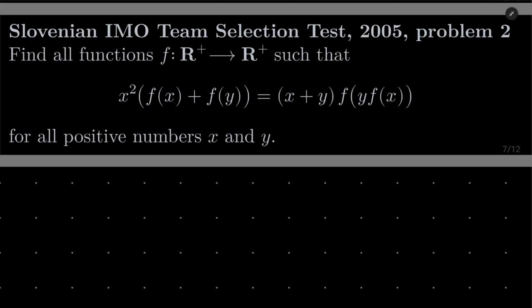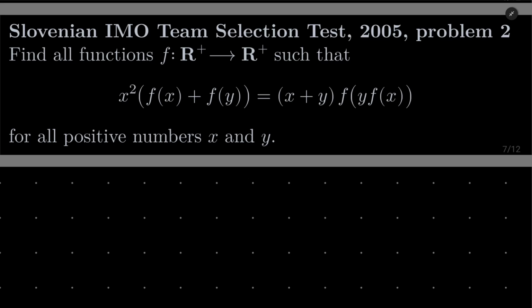Hello friends, in this video I'd like to solve the following problem from the Slovenian International Mathematical Olympiad Team Selection Test 2005, problem number 2. It's a functional equation. We wish to find all functions from the set of positive real numbers into itself such that x squared times (f(x) + f(y)) equals (x + f(y)) times f(y) times f(x) for all positive numbers x and y.